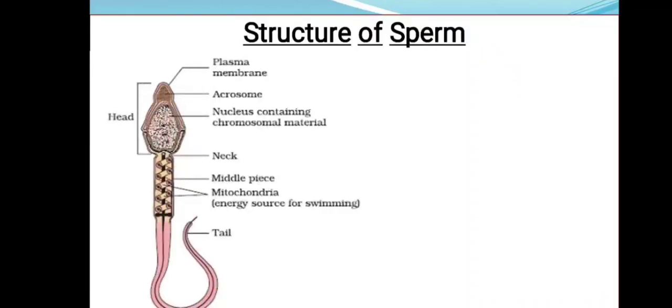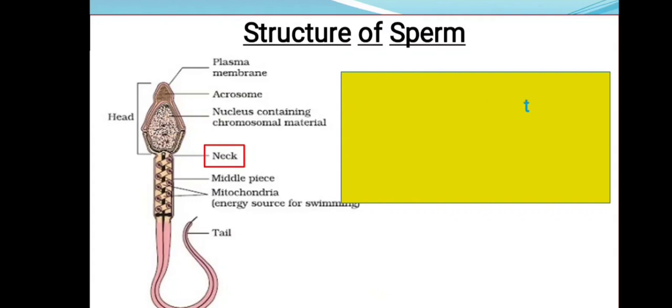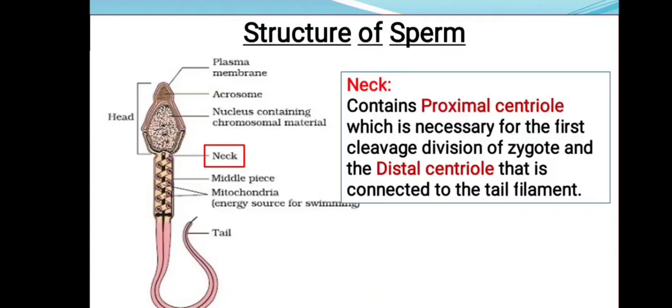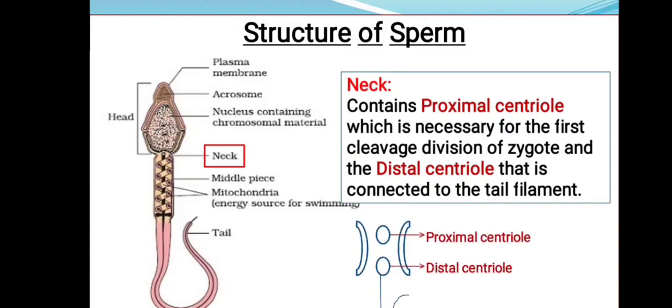The next region of the sperm is the short neck region. You can say this is the neck region. The neck of the sperm consists of a pair of centrioles. The proximal centriole is towards the upper side, nearer to the egg nucleus, and just below this is the distal centriole. This proximal centriole goes along with the sperm nucleus into the cytoplasm of the egg.